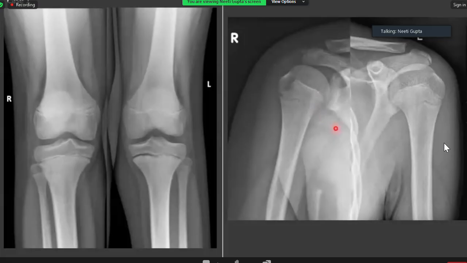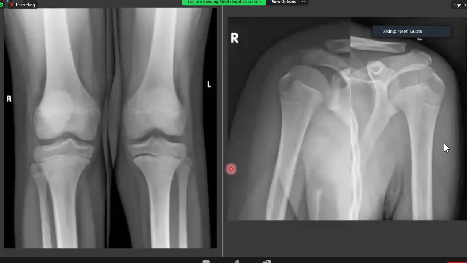And this is a normal appearance of an undulating physeal plate of the proximal humerus. If you can see, both sides are symmetrical. There is no asymmetry on either side. So this is essentially a normal X-ray, whereas here we see a physeal injury in the proximal tibia.